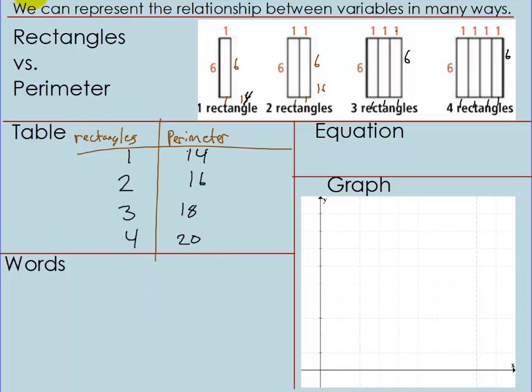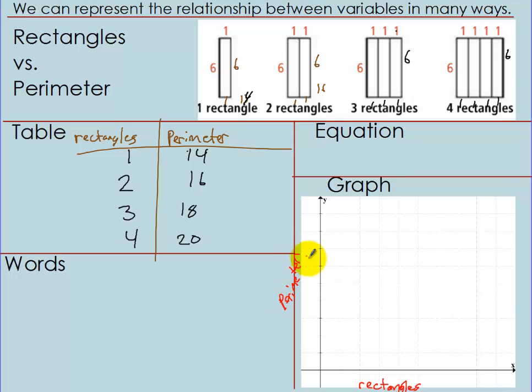Now, I want to write it as words, write an equation, and write a graph. Let's do, it doesn't matter which order, let's do a graph, because this is kind of like a table. So on the bottom, we're going to make the rectangles column the bottom. So I'm going to label it rectangles. The x-axis will be rectangles. On the y-axis, we'll call this perimeter.